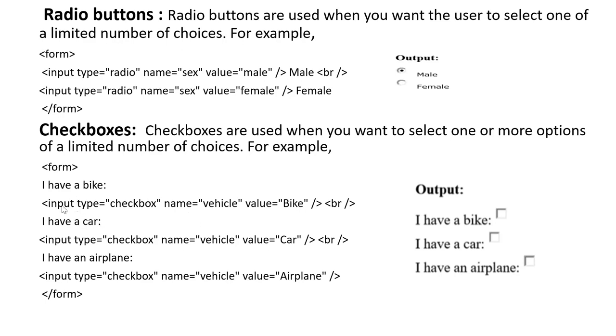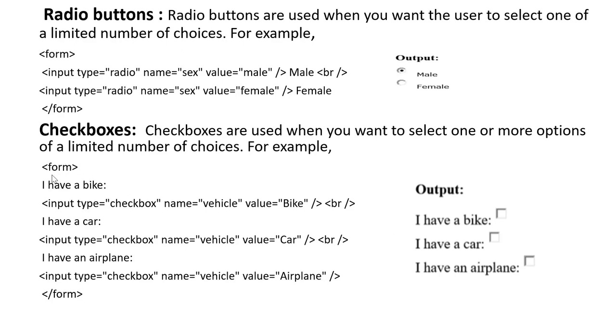They're similar to the radio button. You have to type the same type, checkbox, in all of them. Then the name is also the same, like vehicle. Then you will provide an extra value for each different input, like the value for this input is bike, for this car, for this airplane.